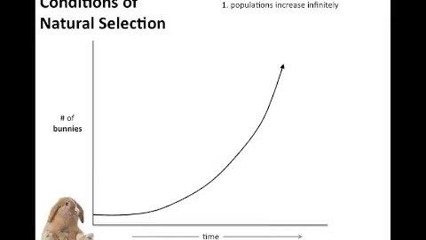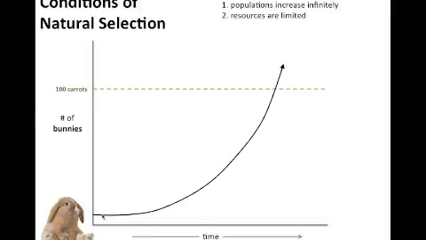However, the second condition of natural selection is that resources are limited. When we talk about resources, we're often talking about food. Every living thing needs some sort of food source, and certainly bunnies are no exception. So let's say that these bunnies like to eat carrots. And in this hypothetical population, the bunnies will keep having babies. However, there are only enough carrots to feed 100 individuals in this population.